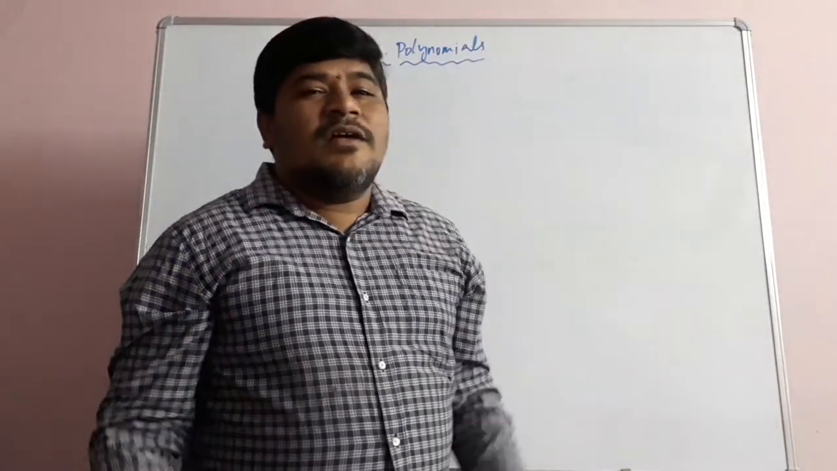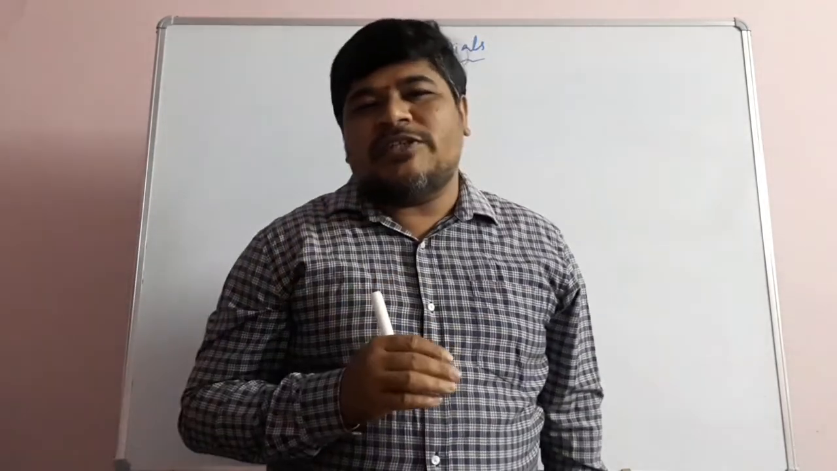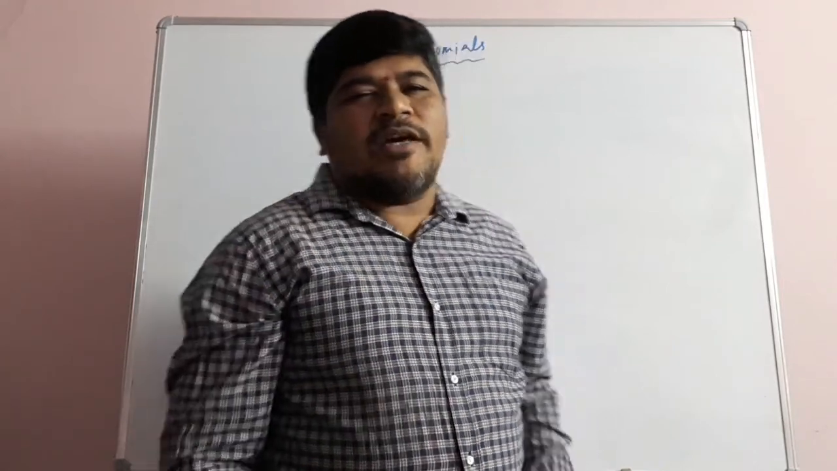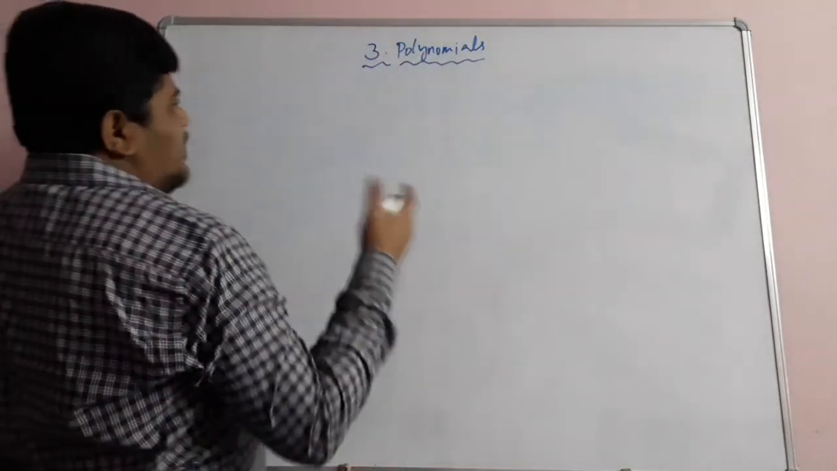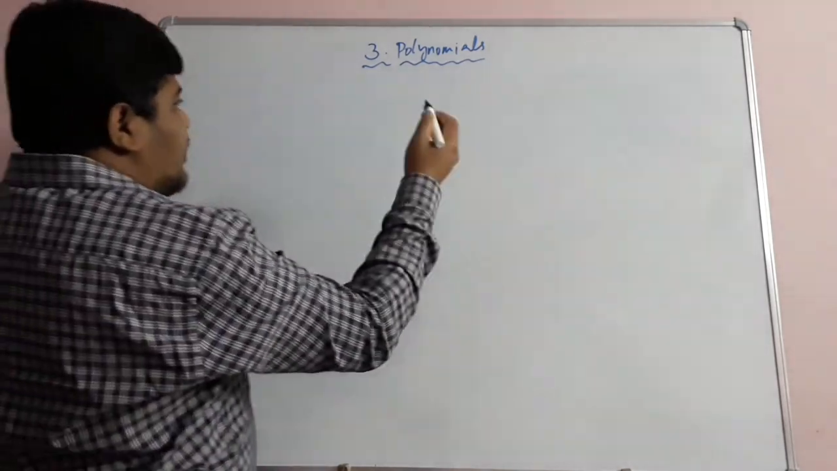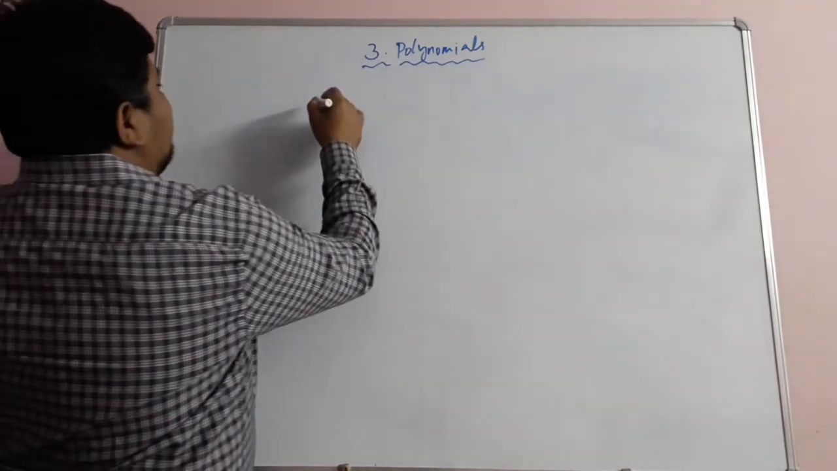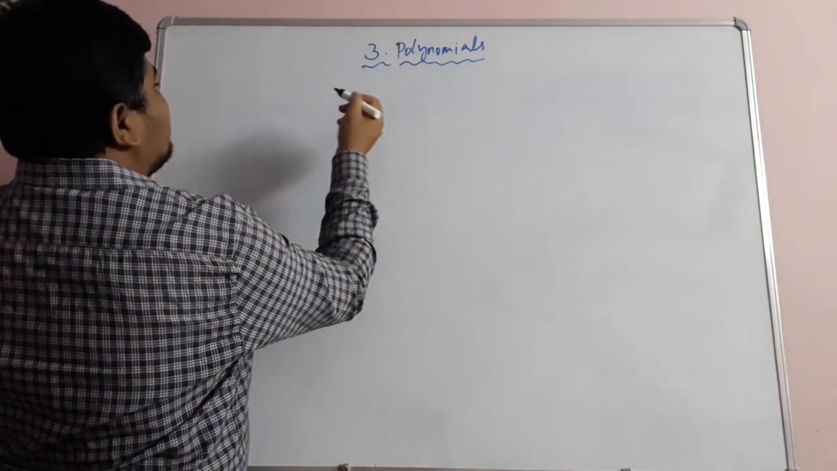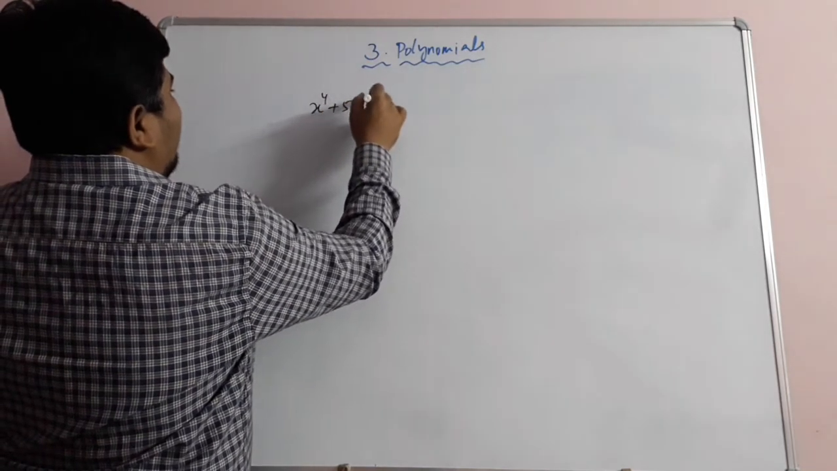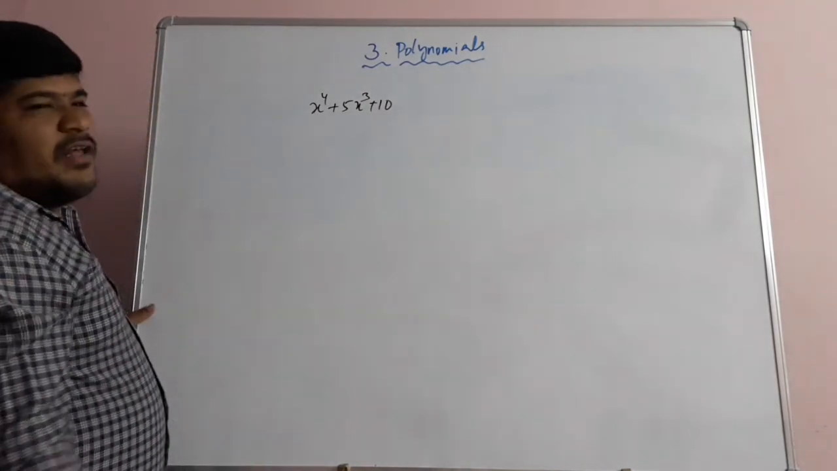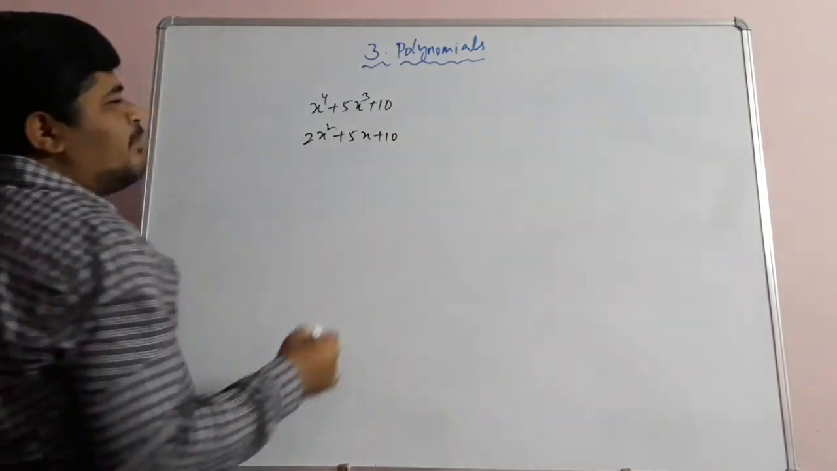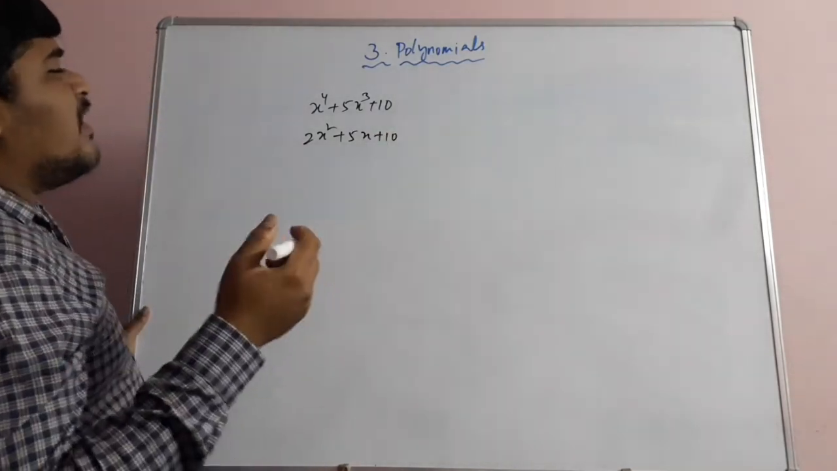What is a polynomial? A polynomial is an algebraic expression which has variables with non-negative integral powers. A polynomial is also an algebraic expression, but here with some special conditions: the variables must have non-negative integral powers. Suppose x power 4 plus 5x cube plus 10. This is a polynomial. 2x square plus 5x plus 10 is also a polynomial, because all of these have non-negative integral powers.